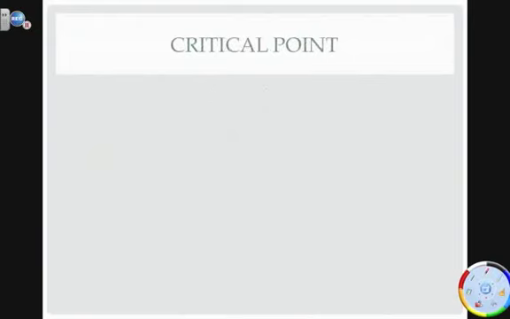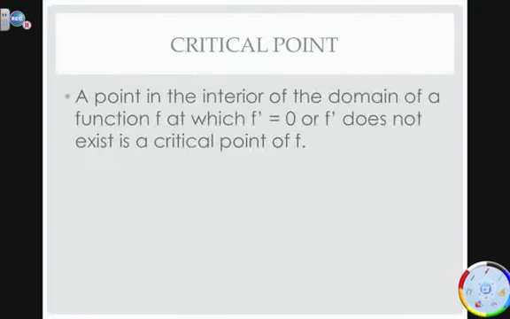All right, so we have this big idea of critical points. There's lots of different types of points, but critical points are points on the interior of the domain of a function f at which f prime equals 0 or f prime doesn't exist. These are called our critical points. That's just our definition. It's the word we're going to use for those particular things. So we can have a critical point at some value that makes the derivative 0, or at some value that makes the derivative undefined.